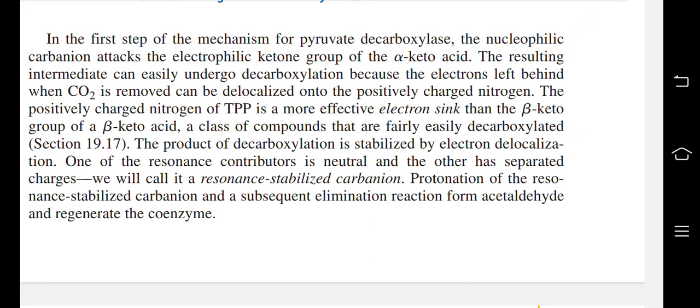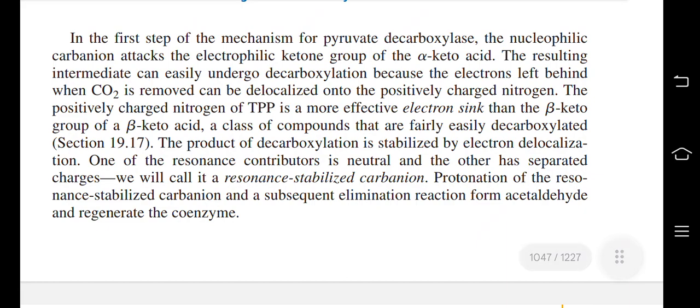The positively charged nitrogen of TPP is a more effective electron sink than the beta keto group of beta keto acids, a class of compounds that are fairly easily decarboxylated. The product of decarboxylation is stabilized by electron delocalization. One of the resonance contributors is neutral and the other has separated charges. We will call it a resonance stabilized carbanion. Protonation of the resonance stabilized carbanion and a subsequent elimination reaction form acetaldehyde and regenerate the coenzyme.